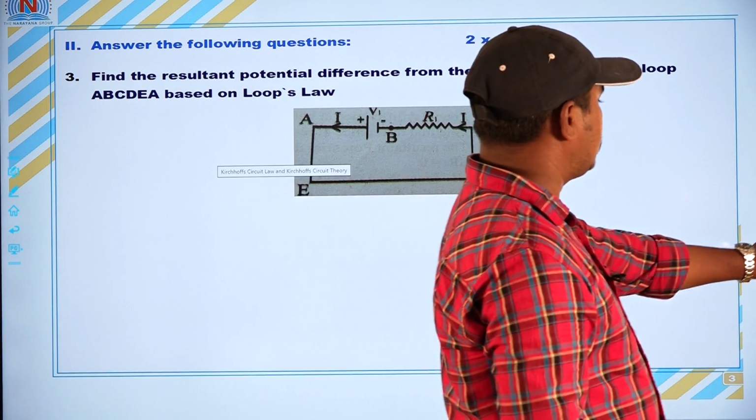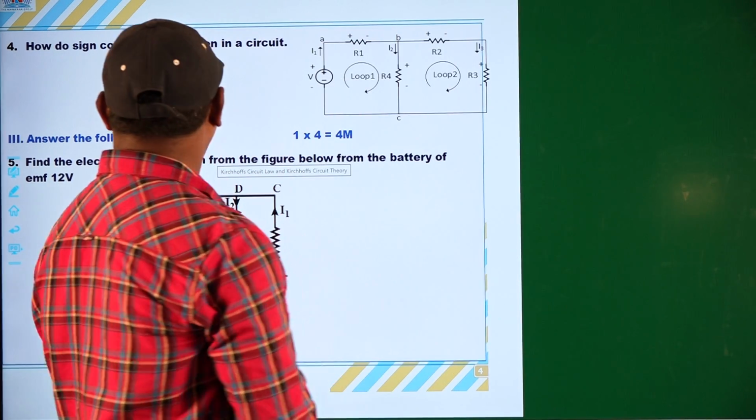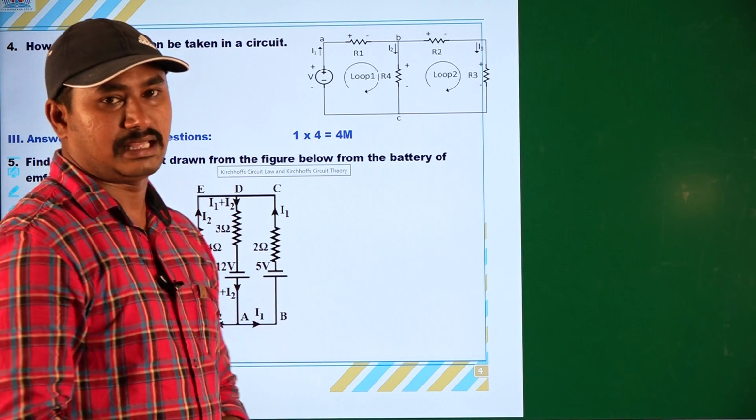Now let's discuss question number 4. How is the sign convention taken in a circuit?